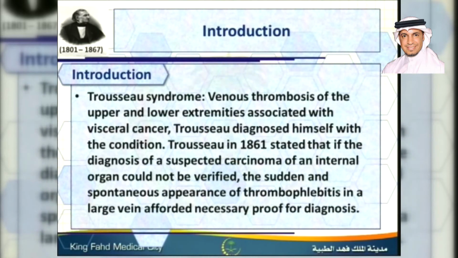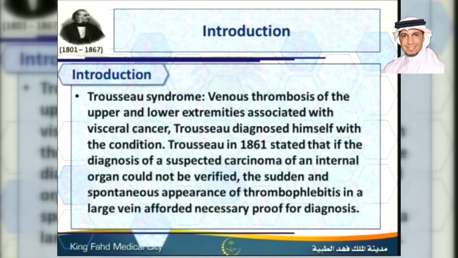Interestingly, this syndrome was discovered by Trousseau, as you see in this picture. He is a French clinician and scientist. He is the one who described venous thrombosis of the upper and lower extremity associated with visceral cancer. And Trousseau diagnosed himself with this condition.